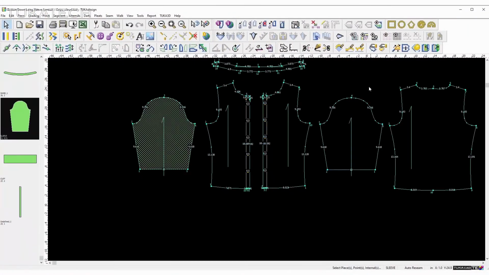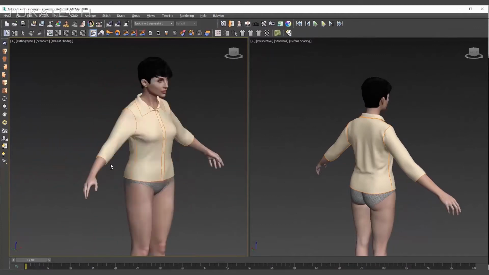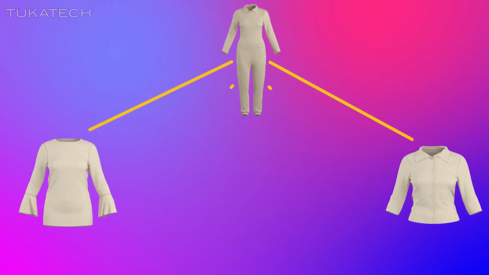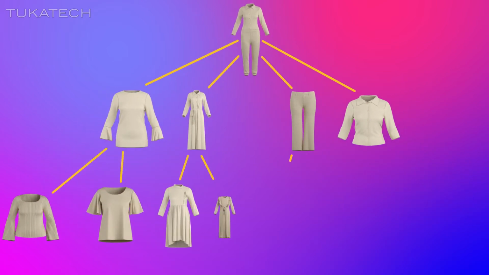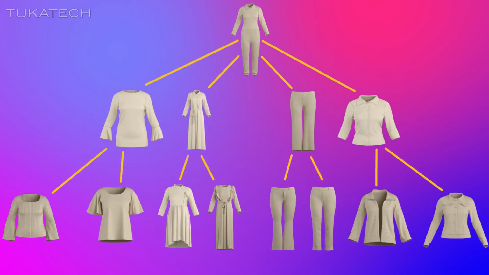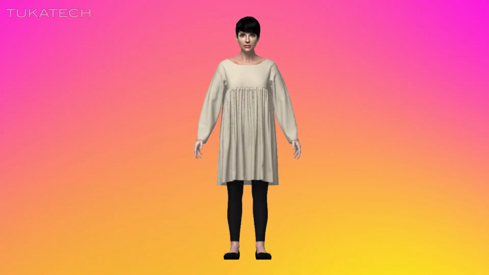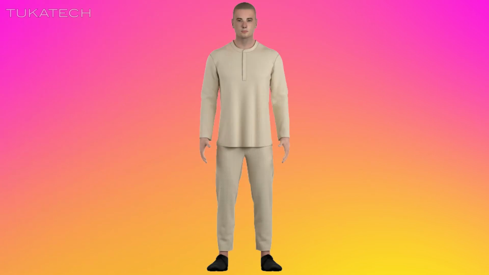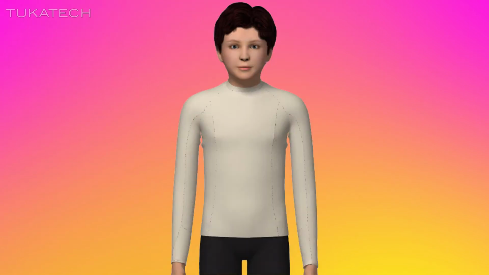Repeat the same process for all new design concepts to create more 2D patterns and 3D samples in minutes. The possibilities are endless and continuous, with every new style becoming a digital asset to use as a template for future designs. Use Tukatech templates to build your database of 2D patterns and 3D samples across categories for girls, boys, men, women, and plus-size garments.